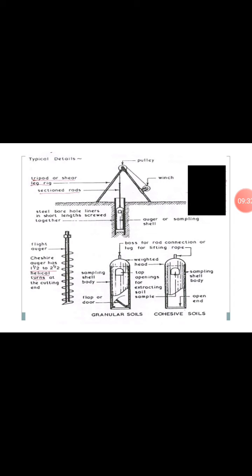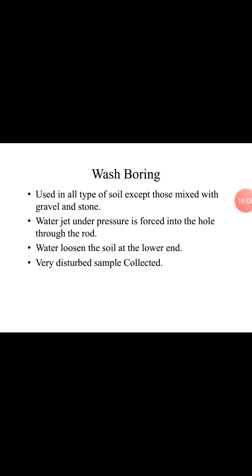First of all, to collect the auger sampling, we select an area and then set up a tripod stand. After setting the tripod stand, the auger is drilled into the soil and we collect the sample. Two types of auger are generally used: spiral or helical, and post hole type. Now next is wash boring.